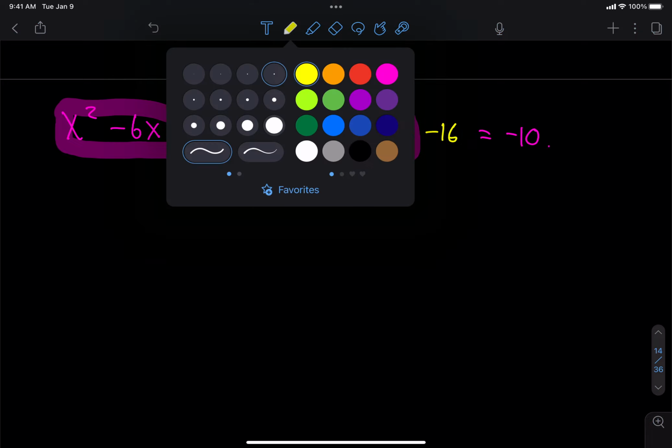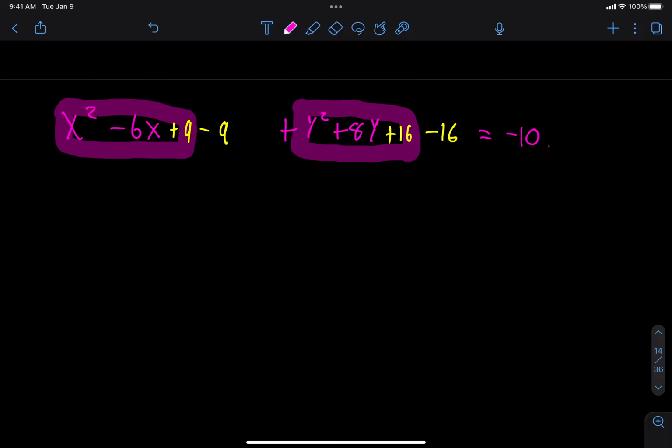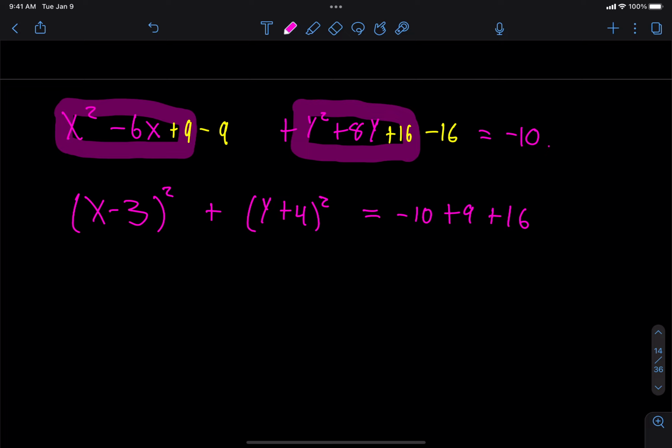All right, so what do I get when I factor the first expression with x? I get x minus 3 squared plus this one? X plus 4 squared? Not minus 4. It should be y plus 4 squared, right? Because this one's with y. And then equals negative 10 plus 9 plus 16. Okay? So I think that's the same as 15.